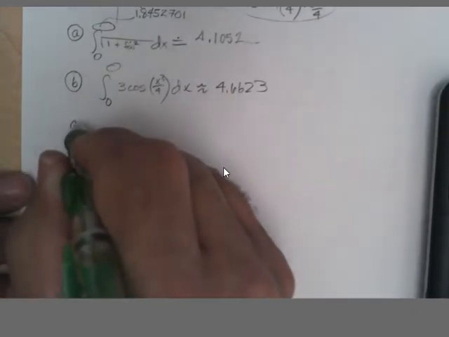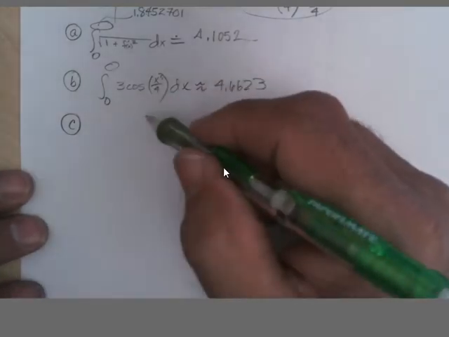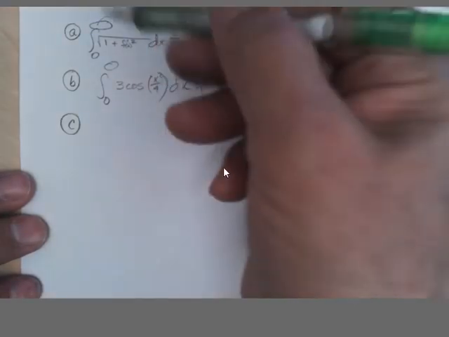Okay? And C. Suppose the region is revolved around the x-axis. Set up a definite integral and use it to find the exact volume of the solid. So now we're going to go around the x-axis.